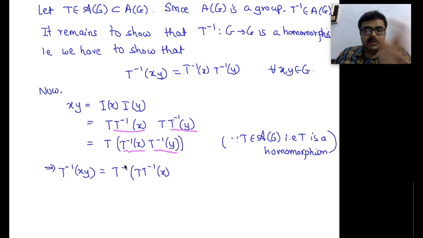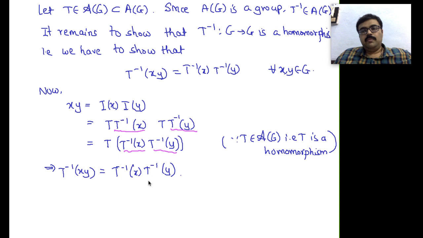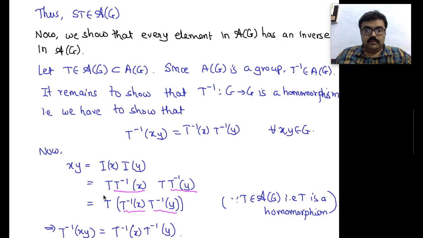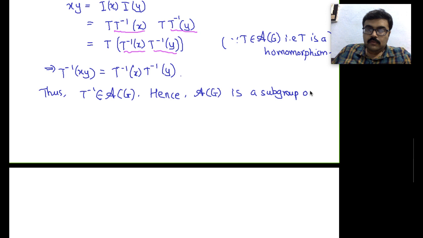So T inverse XY equals, now directly this T inverse T gets cancelled. So let me write it like this: T inverse X, T inverse Y. Clear? If necessary, just go back in the video and clarify this. Right? So T inverse is actually a homomorphism. So T inverse belongs to Aut G, because it was already one-one and onto, and now we have shown that it is a homomorphism. Hence we can say that Aut G is a subgroup of AG.